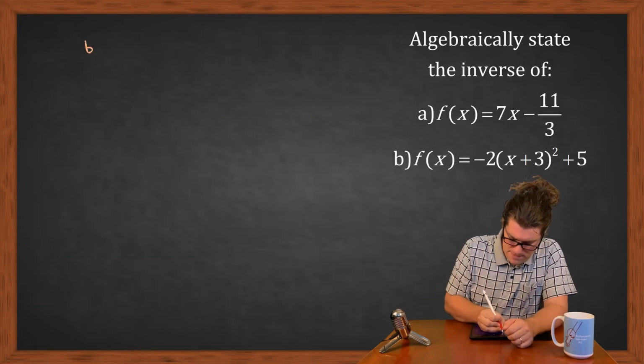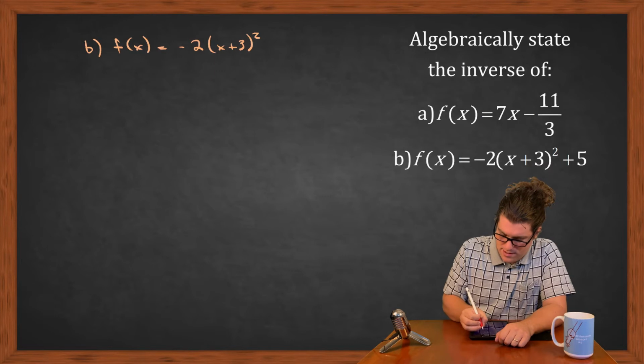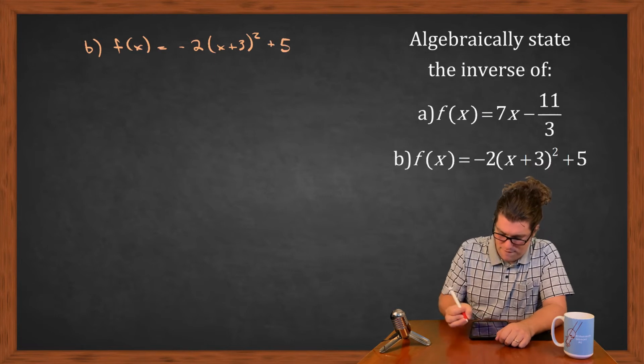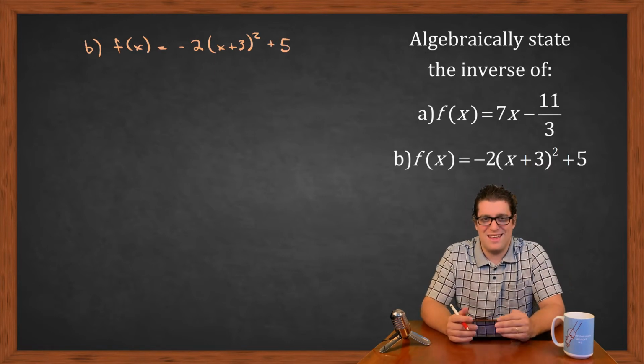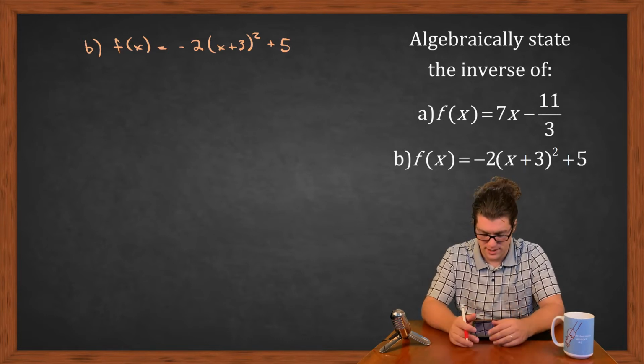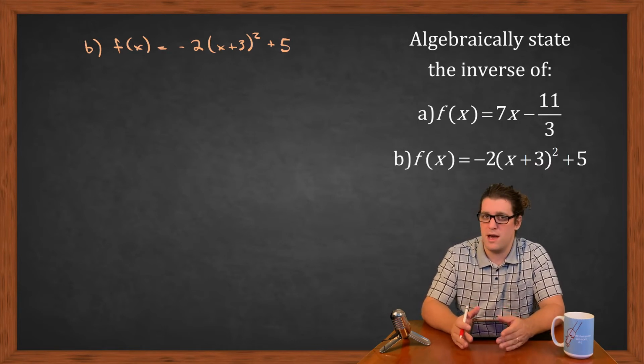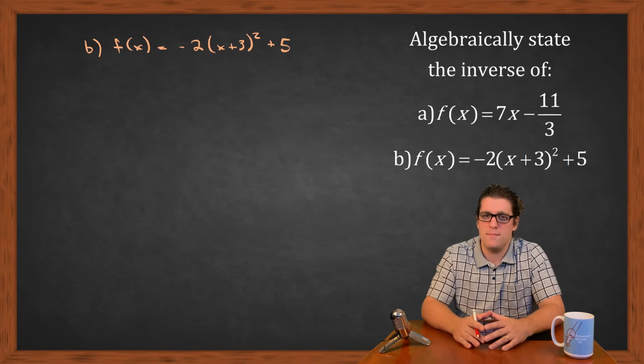So in part B, we have f of x is equal to -2 times (x plus 3) squared plus 5. Okay, so in this layout, we have a parabola. It's a downward facing parabola, and so on. It has a vertex at (-3, 5). All that stuff doesn't really matter, although you might be able to tell in your head.